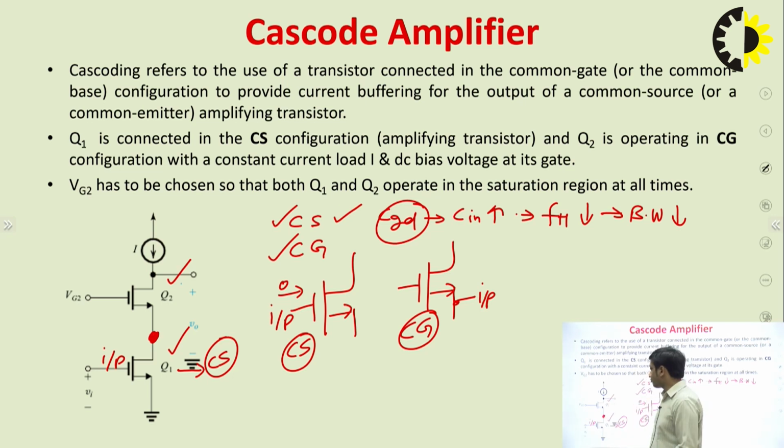Now the output of the common source amplifier is the input of the common gate amplifier. This Q2 is basically common gate. In common gate, we apply the input signal at the source terminal and we get the output from the drain terminal. You can see that the output of common source, we are taking it from the drain terminal and giving it to the source terminal of Q2, and at the source of Q2 we are applying the input signal.